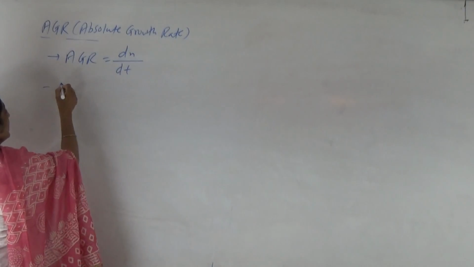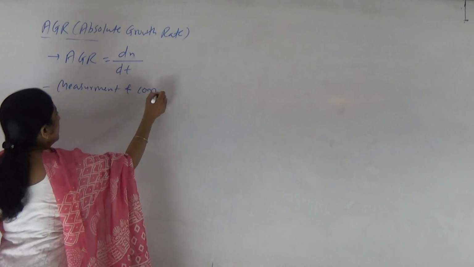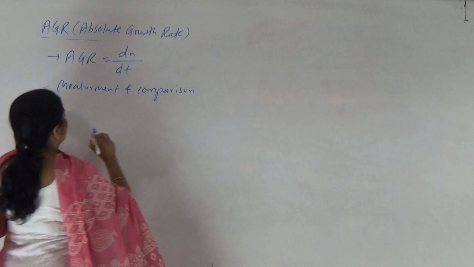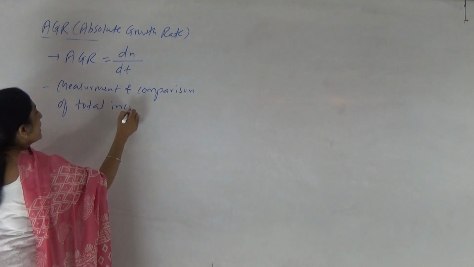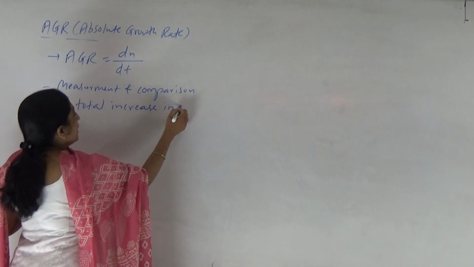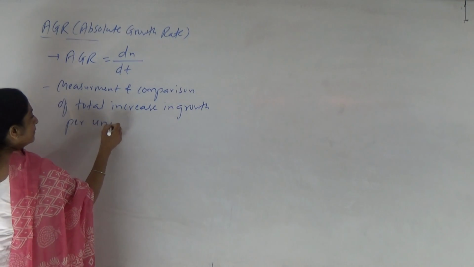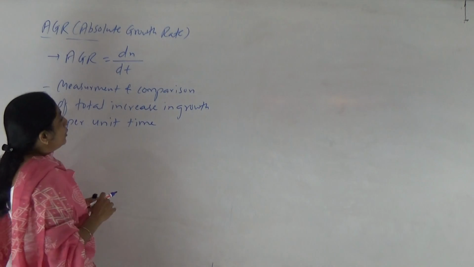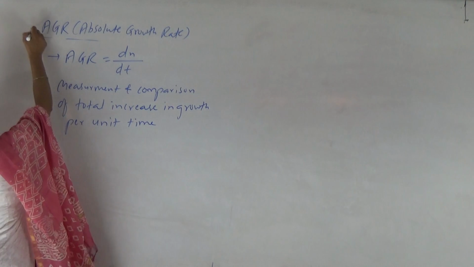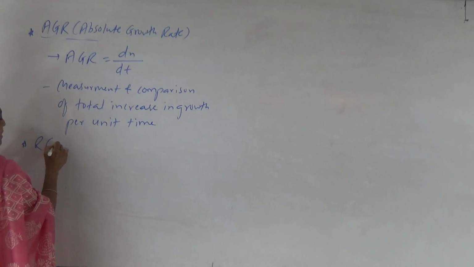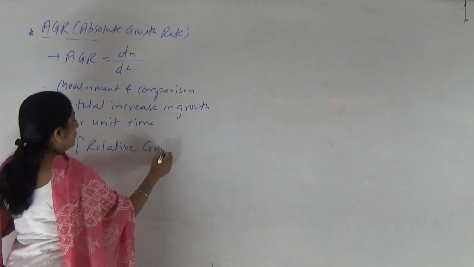What is the definition? It is measurement and comparison of total increase in growth or total growth per unit time. Total increase in growth per unit time, right? That is AGR. Then the next aspect we are seeing is RGR, that is relative growth rate or relative growth ratio.